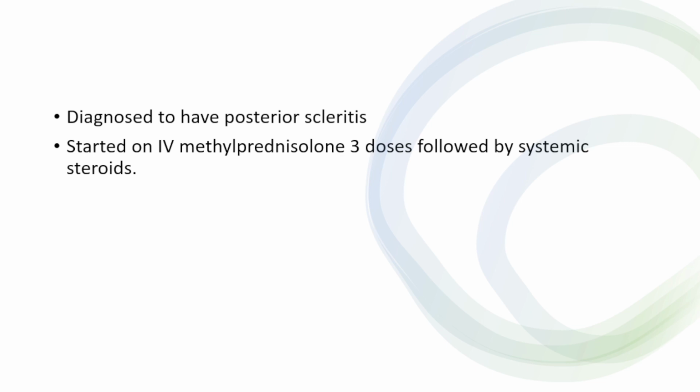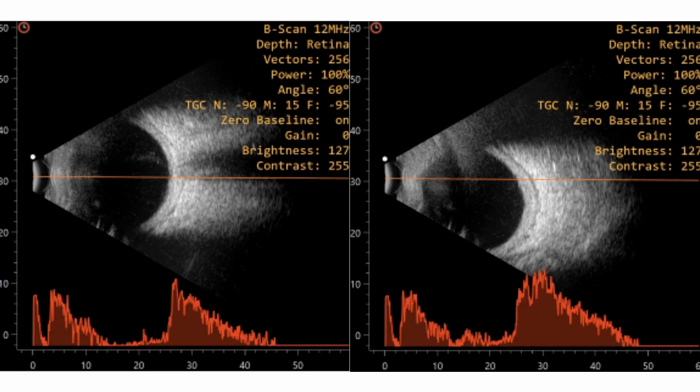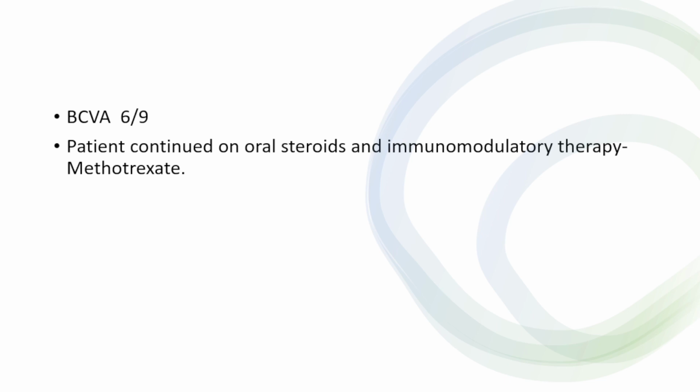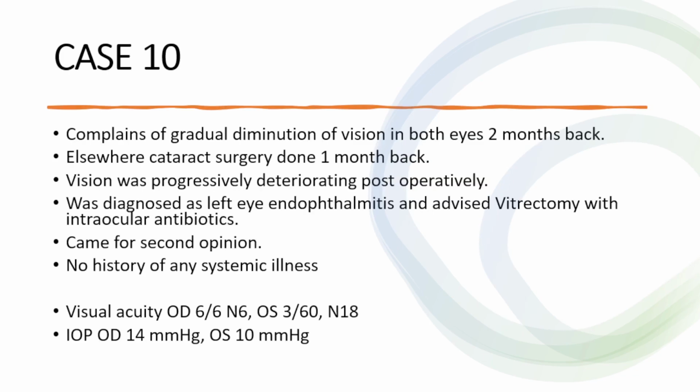So the patient was diagnosed to have posterior scleritis, and was started on IV methylprednisolone 3 doses followed by systemic steroids. After the treatment continued for 2 weeks, the subtenon space widening is comparatively reduced, but the retinochoroidal thickening is persistent. Patient's best corrected visual acuity came down to 6/9, and the patient is currently continued on oral steroids and methotrexate as well. Coming to a few differential cases which can mimic ocular inflammatory conditions.